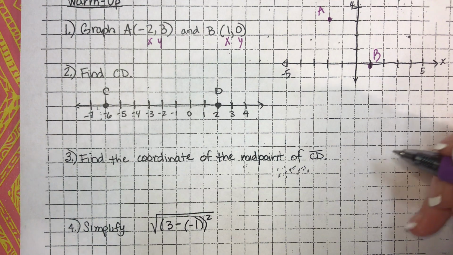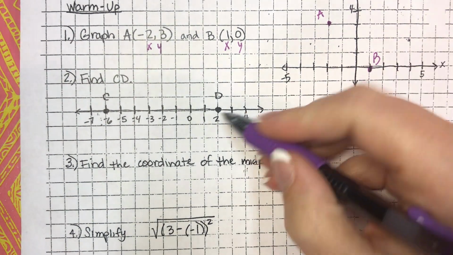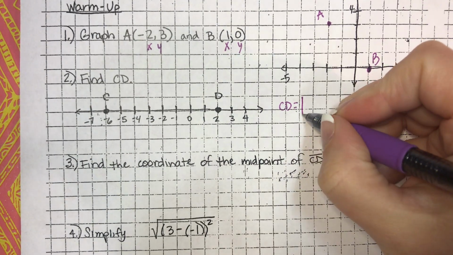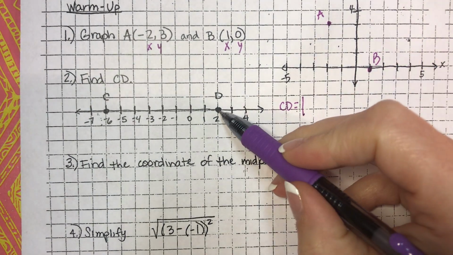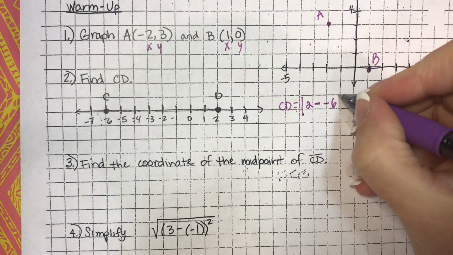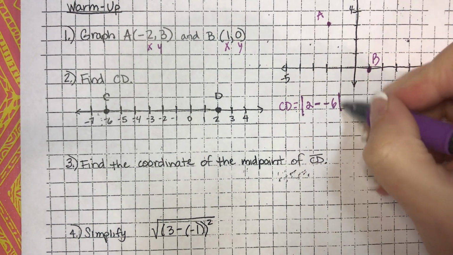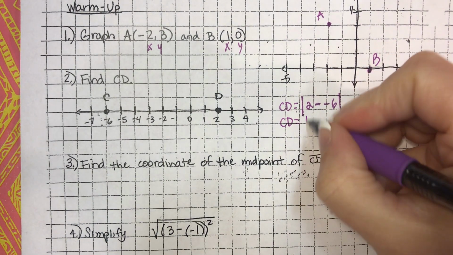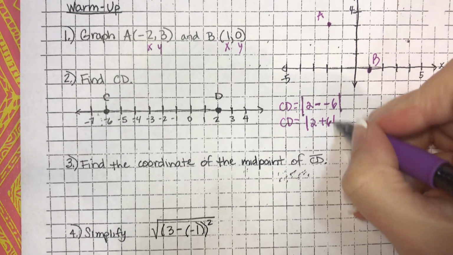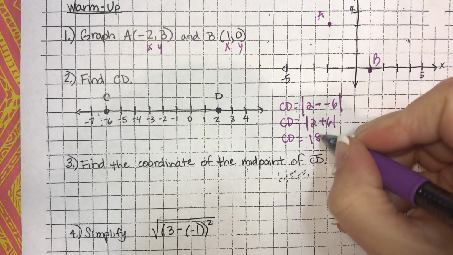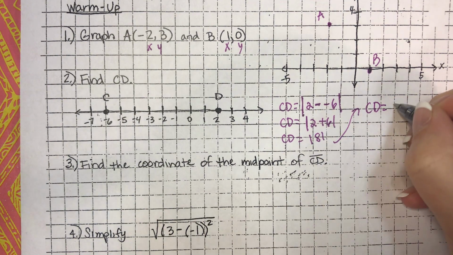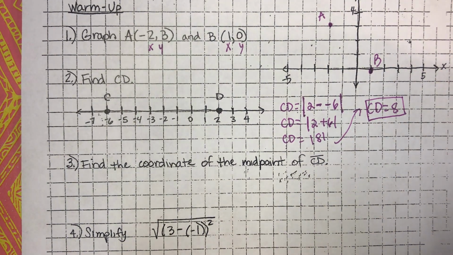All right, let's go ahead and find CD. Remember, for the distance it was the difference, the absolute value. So CD is the absolute value of 2 minus a negative, so 2 minus -6. A negative and a negative equal a positive, so we have 2 plus 6, which is the absolute value of 8. The absolute value of 8 is just 8. So the distance of CD is 8.